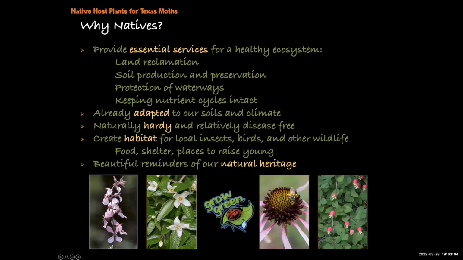Now, I'm sure this is something you all know, but it never hurts to have a refresher. Why do we want to plant native plants? They provide essential services and keep our ecosystem healthy. They help us reclaim land, they protect our waterways, protect and produce soil and preserve it, and they keep nutrient cycles intact. When you remove a native plant that an insect may be using, you're also removing the caterpillars that insect is a form of, the birds that feed on those caterpillars, and the other animals that may feed on the birds. So you really are disrupting that nutrient cycle.